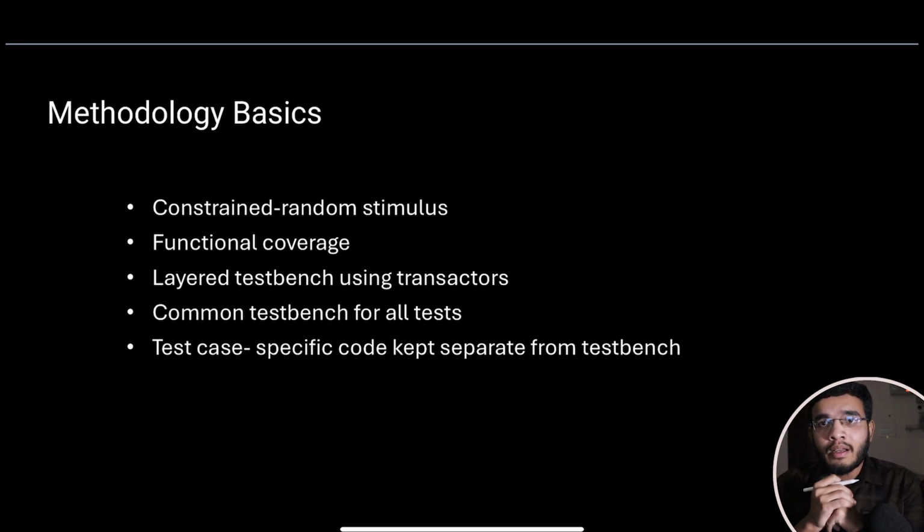Furthermore, once you start automatically generating stimuli, you need an automated way to predict the results as well. Generally, a scoreboard or reference model is key in that case. Building the test bench infrastructure, including self prediction, takes a significant amount of work, I would say. A layered test bench helps in that case. We'll be seeing what a layered test bench is. With appropriate planning, you can build a common test bench for all the tests, which can be used in many cases. And code specific to a single test must be kept separate from the test bench to prevent it from complicating the infrastructure.